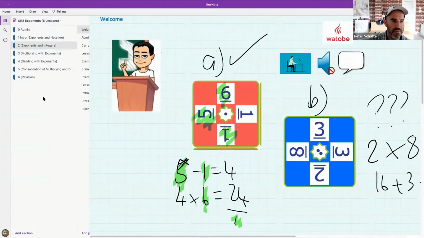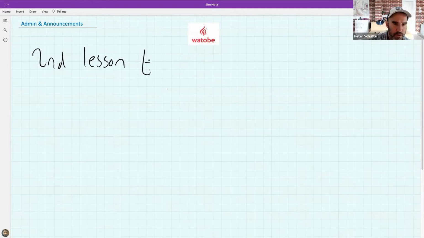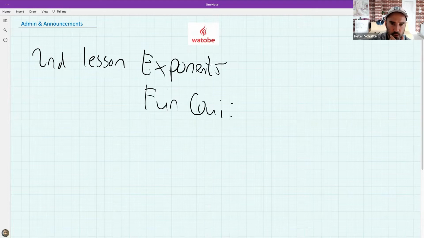Okay, let's properly start the lesson. So I just want to do some admin. This is the second lesson on the topic of exponents. At the end of the lesson, there'll be a little fun quiz that Lebo or me or someone will post in the chat. When you go off to do that quiz, the lesson is done. You don't have to come back. It's just a fun quiz to see how much you're retaining from the lessons. It'll be in the chat, and you need to use your login, I think, to access it.